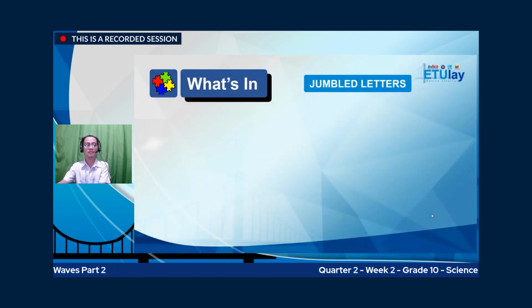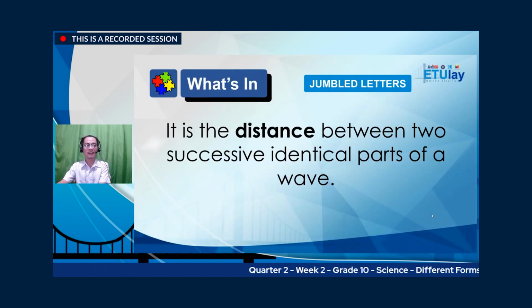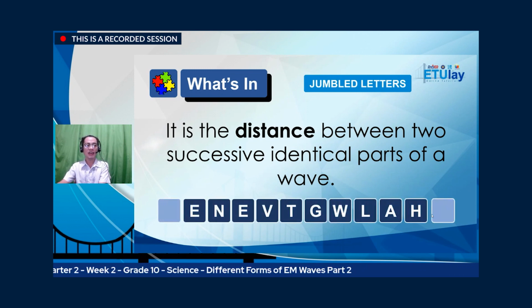This is the first statement. It is the distance between two successive identical parts of a wave. Letters E, N, E, V, T, G, W, L, A, H. Let me count. 5, 4, 3, 2, 1.